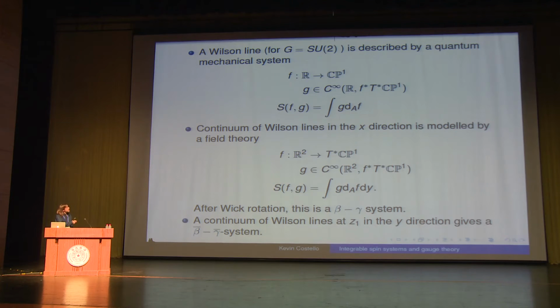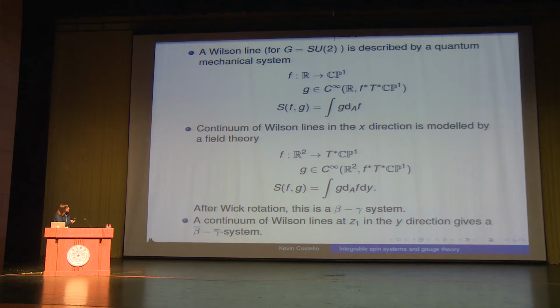So one way to describe at least some class of Wilson lines is by coupling my gauge theory to a quantum mechanical system. So here we're going to take the gauge group to be SU2, and I'm going to couple to a quantum mechanical system, which is just topological quantum mechanics in the cotangent bundle of CP1. So there's a field which is a map to CP1, another field which is valued in the pullback of the cotangent bundle of CP1, and just a first-order action.